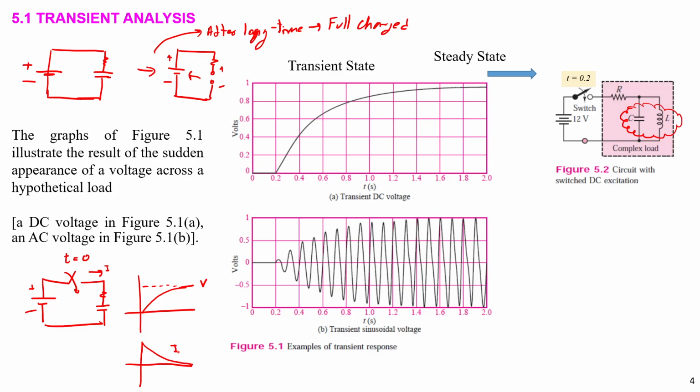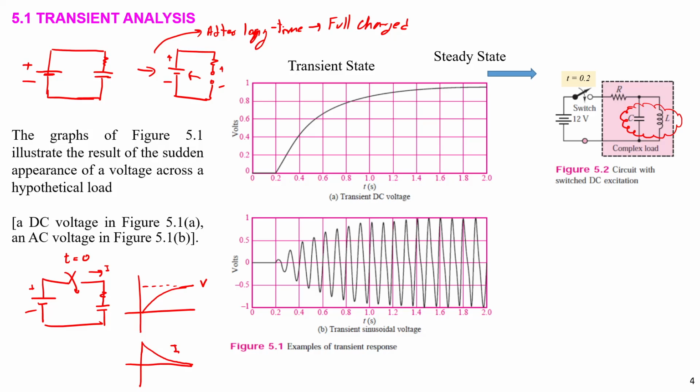So when we close the switch, the current flows, and then the current decreases to 0. The charge is stored in this device. When it's fully charged, there is no current flow anymore, and the voltage becomes steady, right? So this state we call the transient state. So how do we get this transient characteristic? Okay, we talk about this transient characteristic.